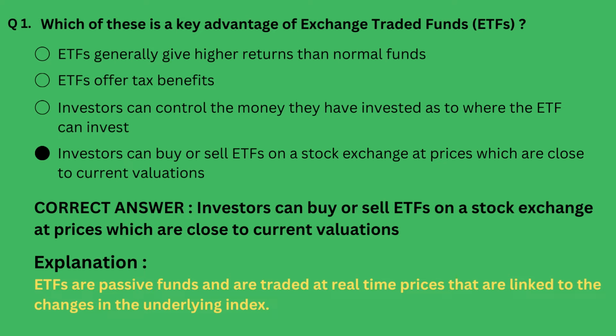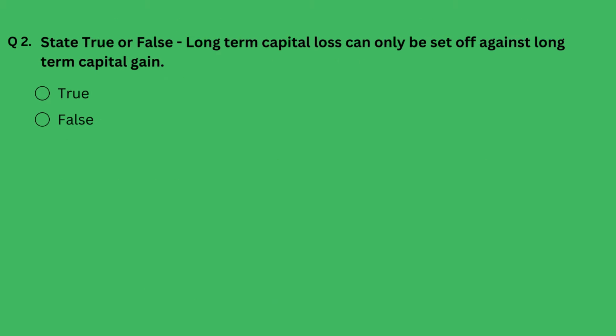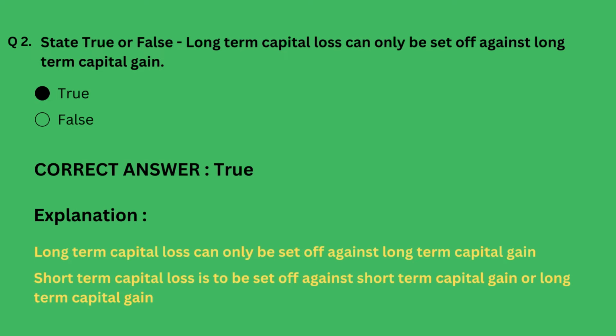Let's move to the next question. State true or false. Long-term capital loss can only be set off against long-term capital gain. The correct option is true. Long-term capital loss can only be set off against long-term capital gain. Short-term capital loss is to be set off against short-term capital gain or long-term capital gain.